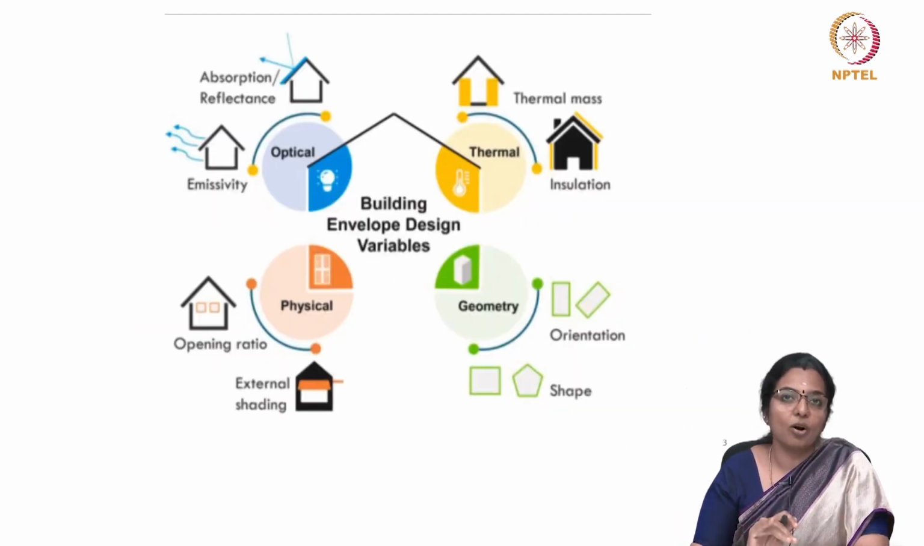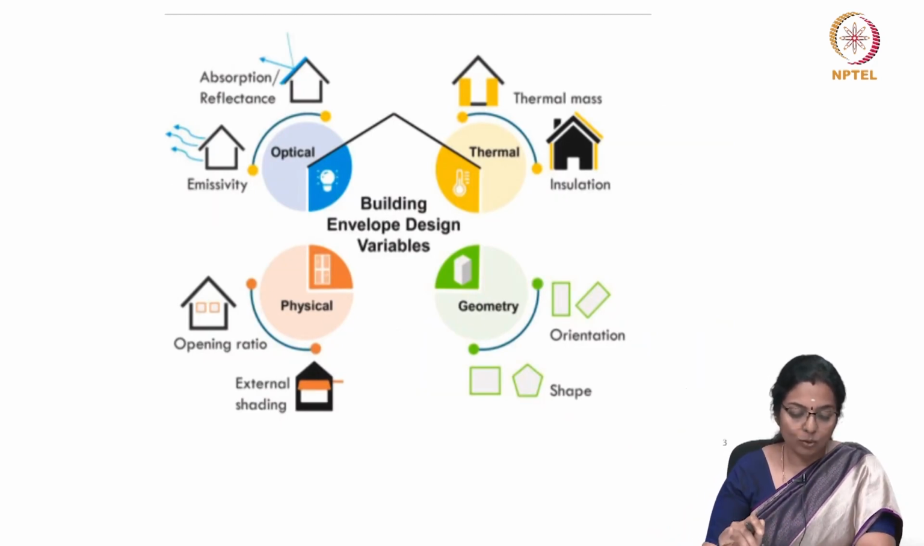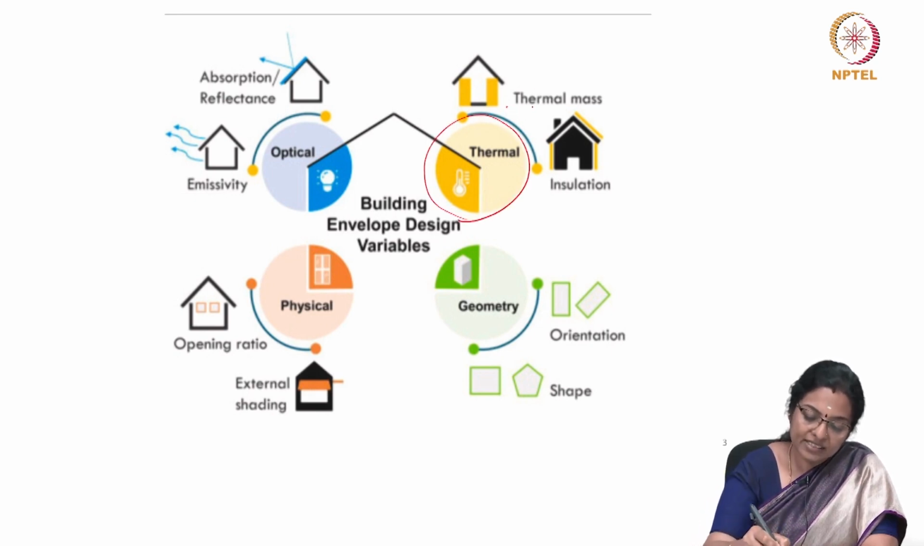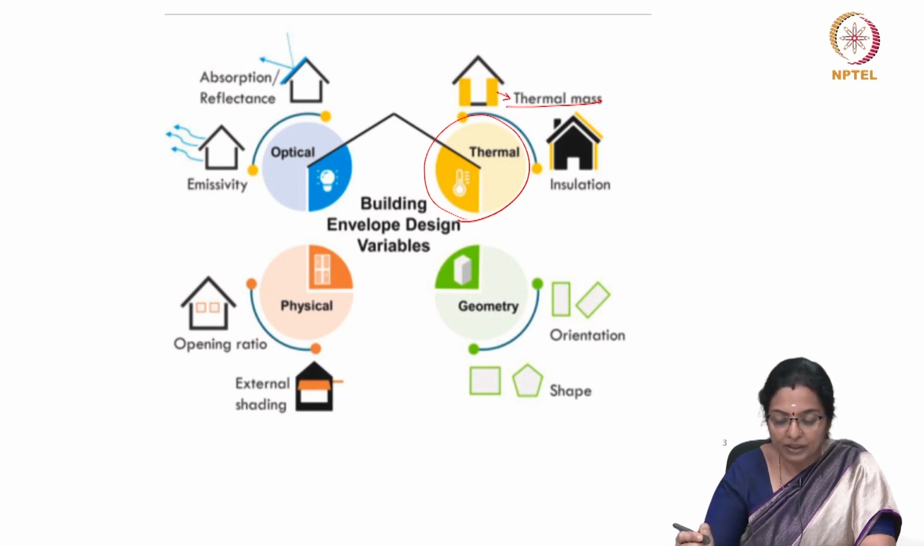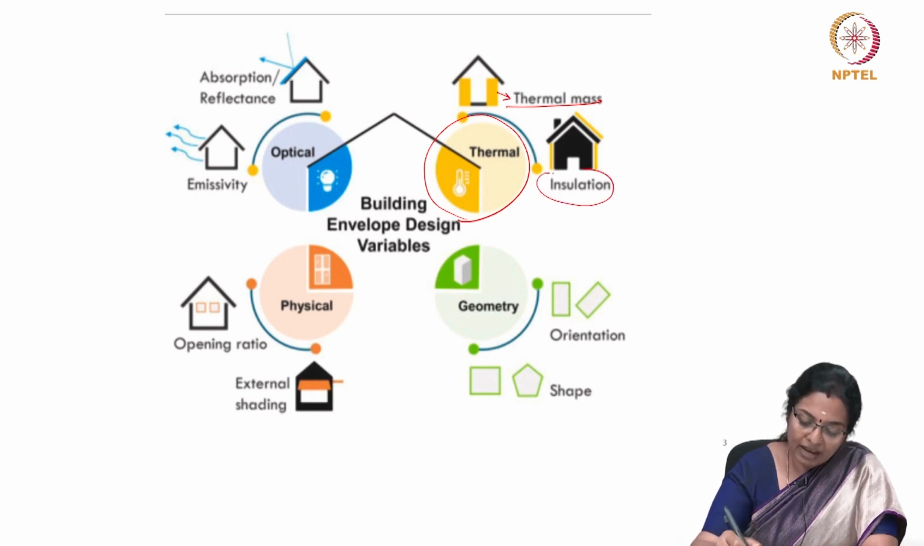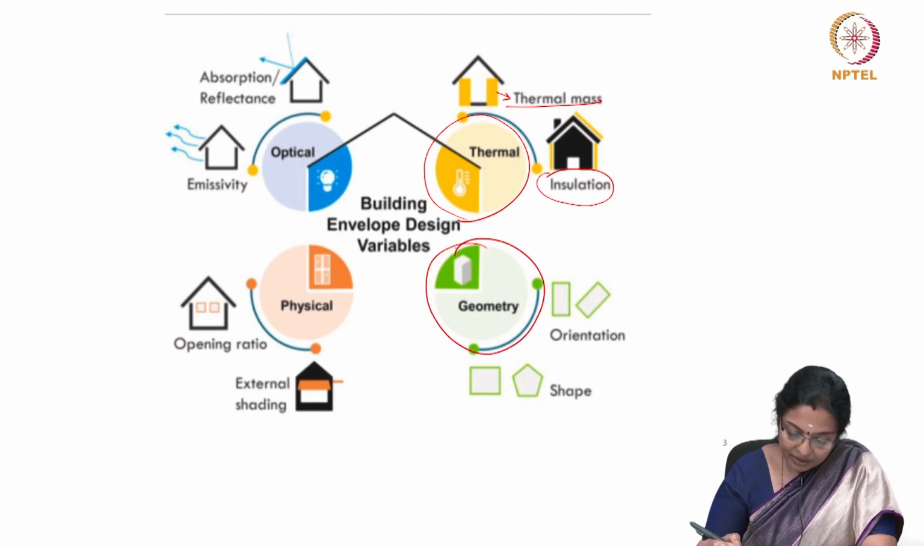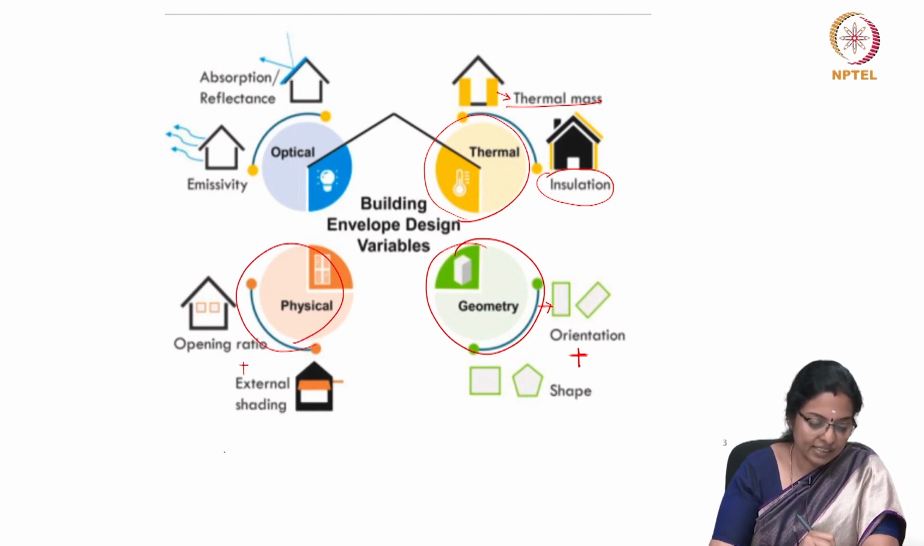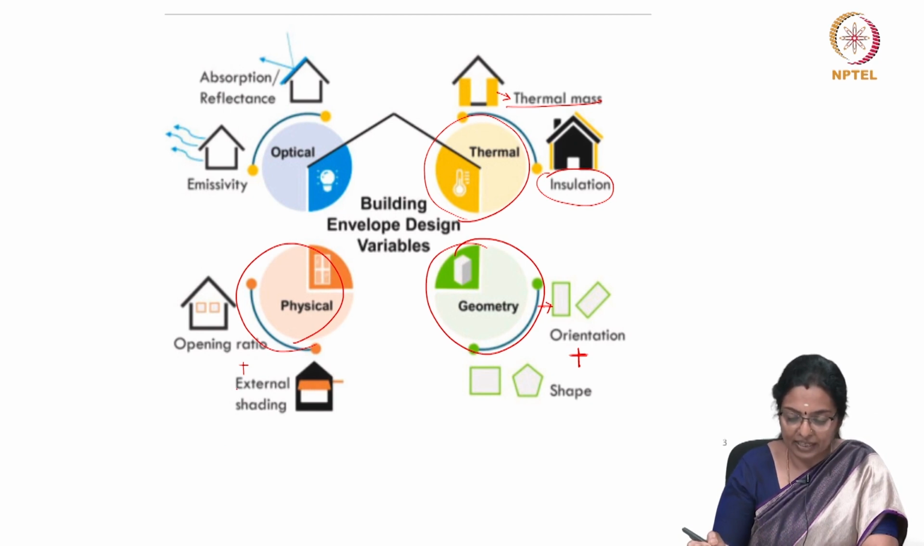The basic building envelope design variables include having a building which is thermally comfortable. So, it has a thermal mass by virtue of the materials. It probably could have an insulation. It has a particular geometry which responds to orientation, and in the first class we saw when you talk of orientation, mass and form will also follow suit. You also have the physical aspects such as opening ratio and external shading device, and we also have daylighting factors.